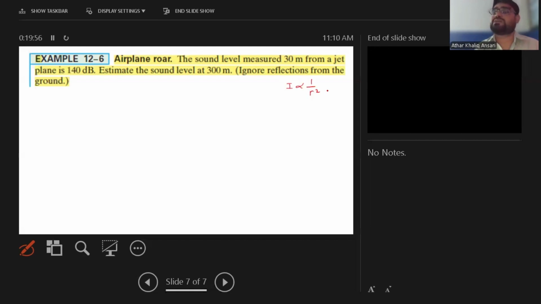You did this many times. If you double the distance, intensity will be a quarter. And also intensity is directly proportional to amplitude squared. These two rules you have to remember. Now I am getting back to the point.